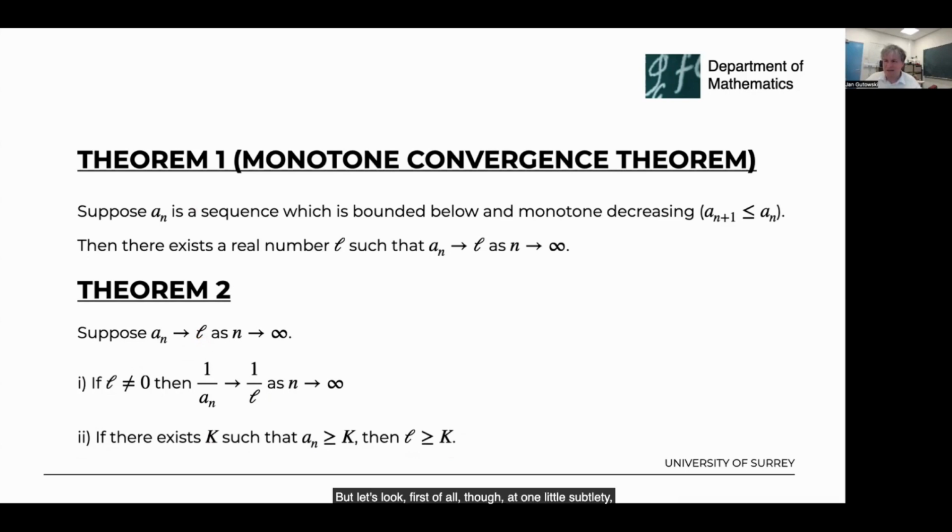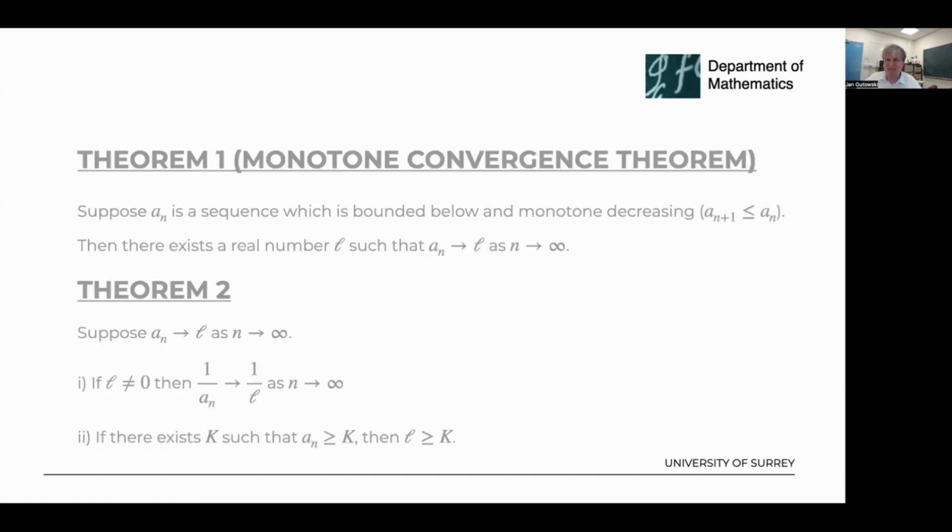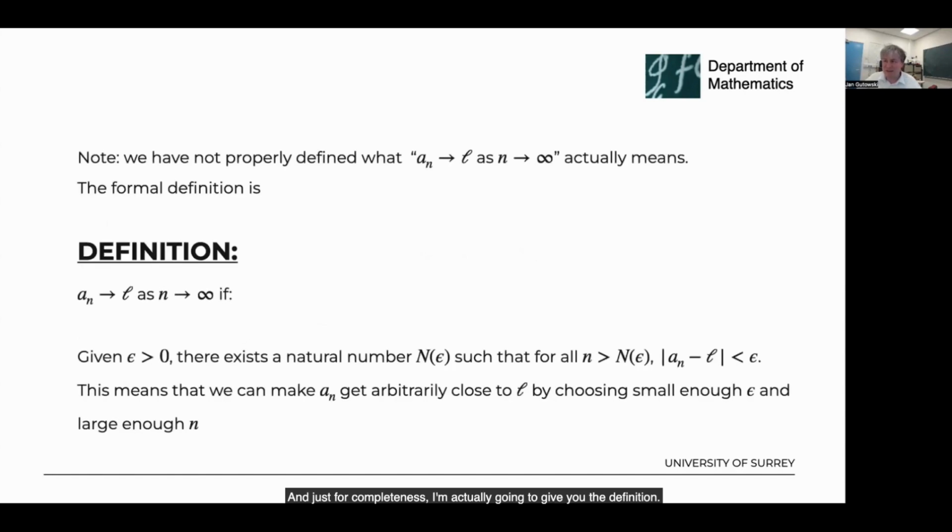So let's look first of all, though, at one little subtlety which I've skipped over. I've used an expression: a_n tends to L as n goes to infinity. Now we have an intuitive notion of what convergence is, but we do really need to define what it is. And just for completeness, I'm actually going to give you the definition. You'll see this in any course on real analysis at university.